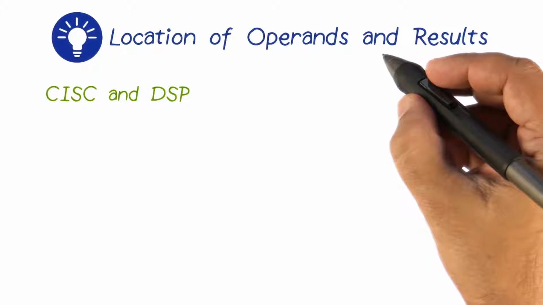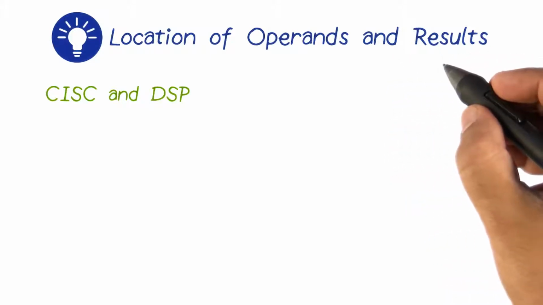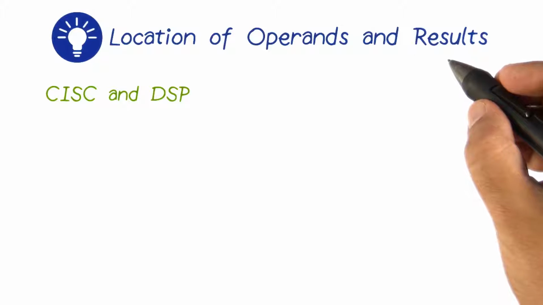One of the important parts of the data path has to deal with the residency of the operands in terms of where they sit, and also the results. Are they in the registers? Are they in the memory? How do they come? How do they go out of the ALU?